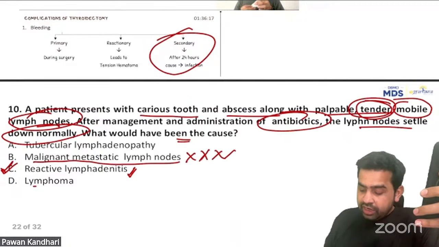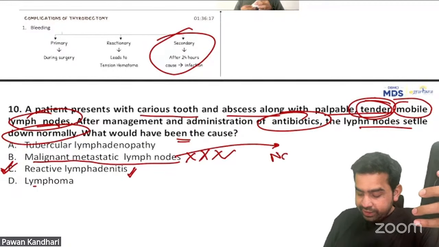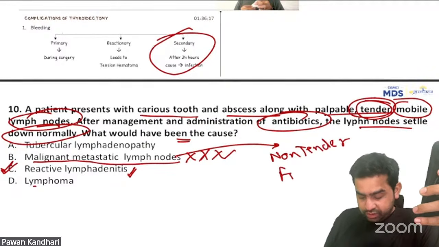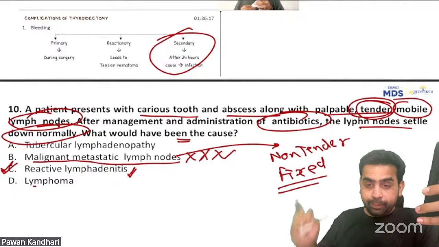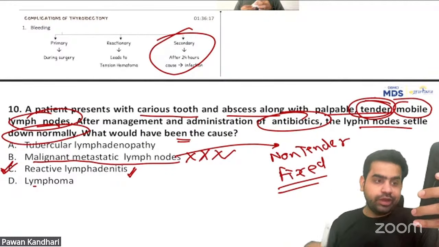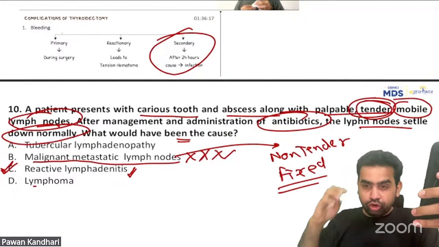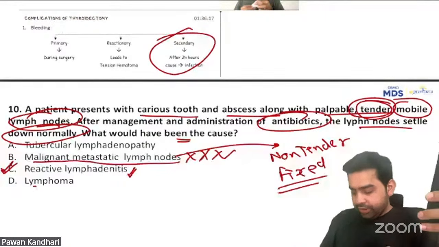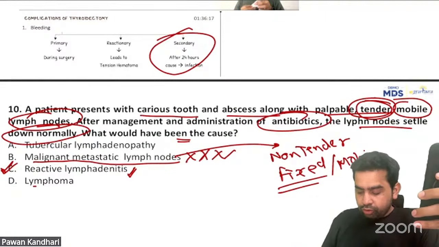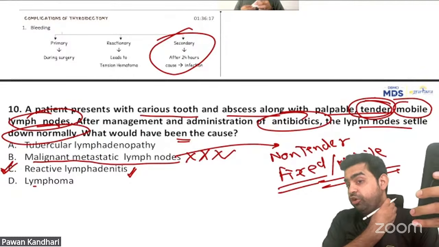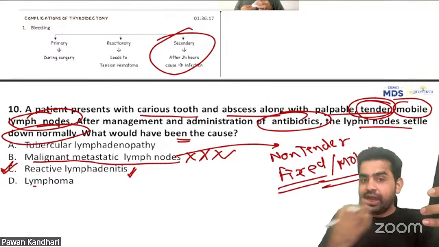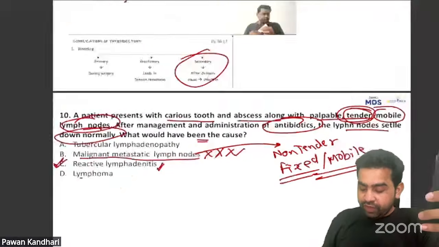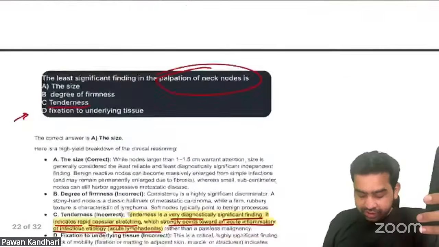Malignant disease will not be tender. It will be non-tender, and it will be fixed. If it is malignant, in advanced malignancy it is going to be fixed. It may be fixed or mobile, that's a different story altogether. But it is usually going to be a non-tender lymph node. And in the background of all the infection in the mouth, definitely the answer is reactive lymphadenitis.